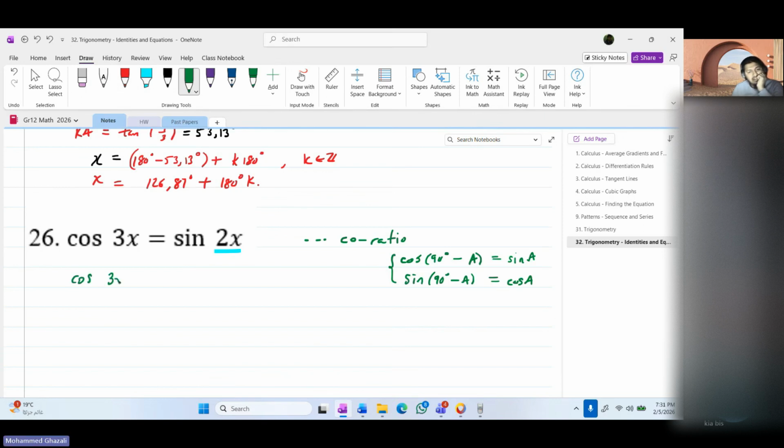So cos 3x is equal to cos of 90 minus 2x. See, I changed it. Now, if you simplify the cos of 90 minus the angle, you will get sine of the angle. So it works. Okay, the co-ratio works. Now, what's important here is that you don't only get one of them, you get two of these. That's the reason why I showed you.